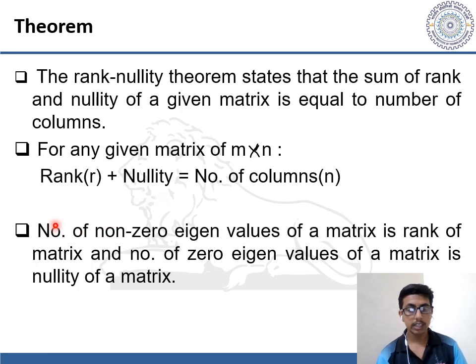Here rank and nullity are defined in simpler ways. Rank is the number of non-zero eigenvalues of a matrix and nullity is the number of zero eigenvalues of a matrix, and the sum of the number of non-zero eigenvalues and the number of zero eigenvalues is equal to the total number of columns in that matrix.